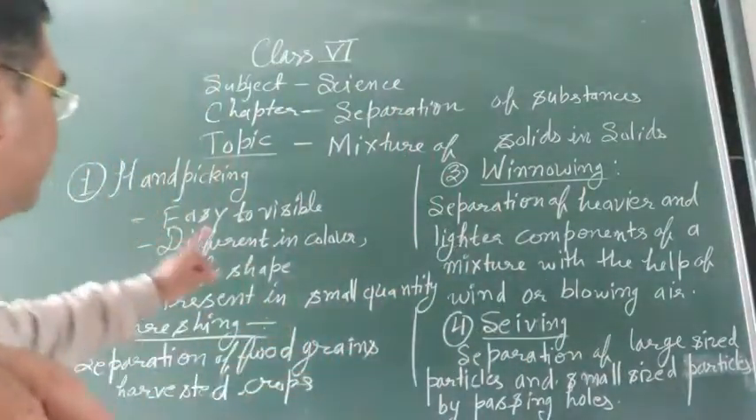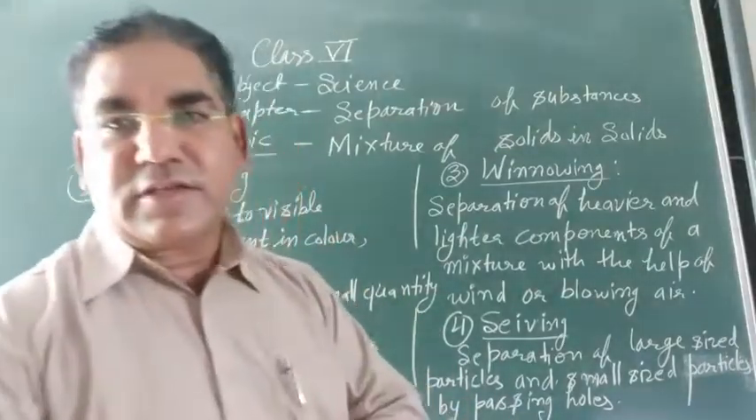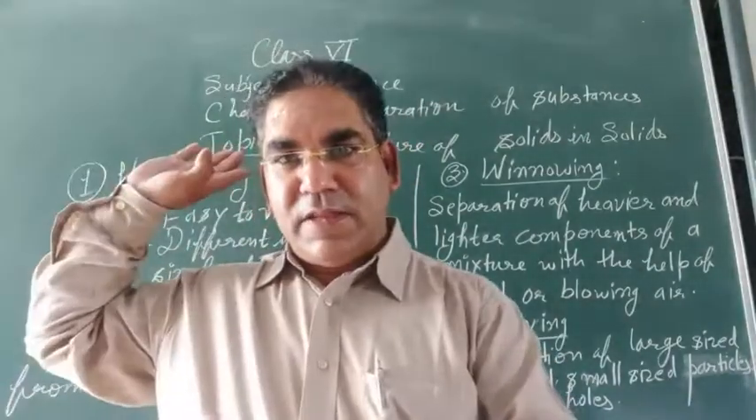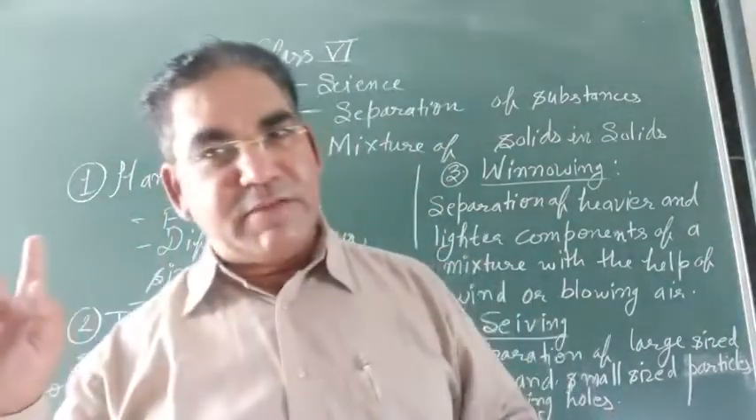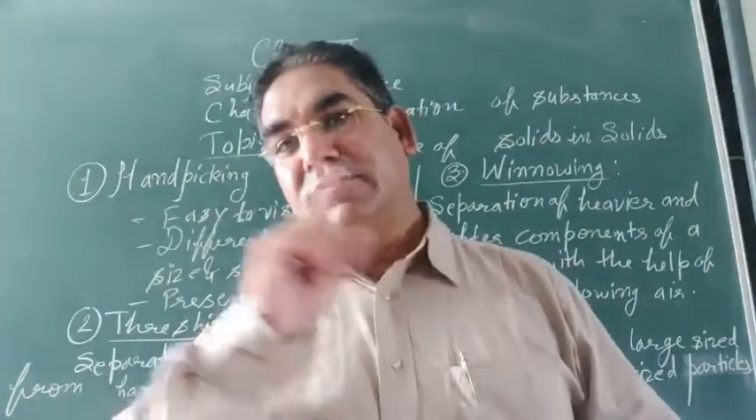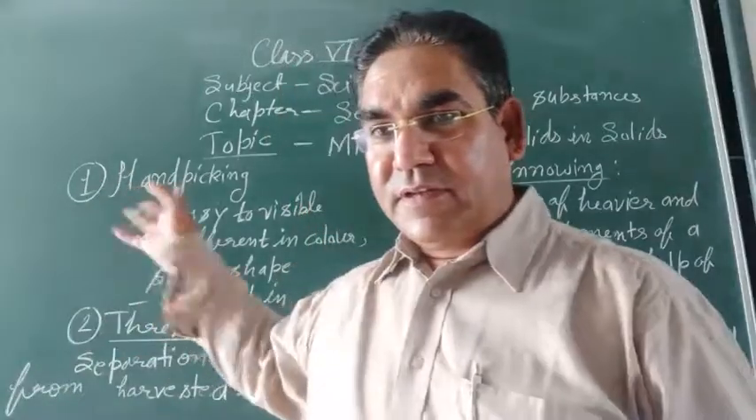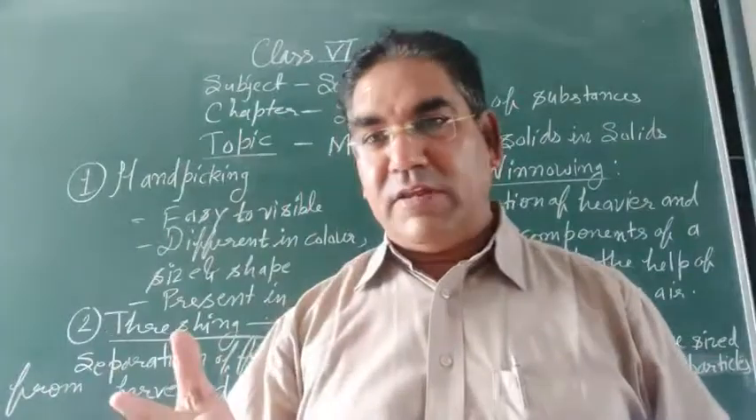Now look over here once again. How many methods are there to separate solid from solid? Number one, hand picking method. Different in size, different in color, different in shape. Easy to see. Impurities are smaller in amount.